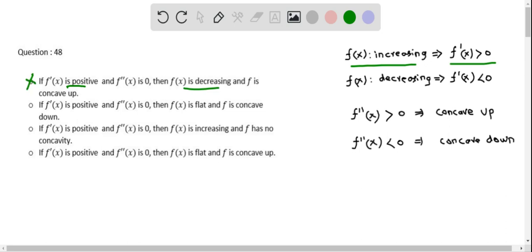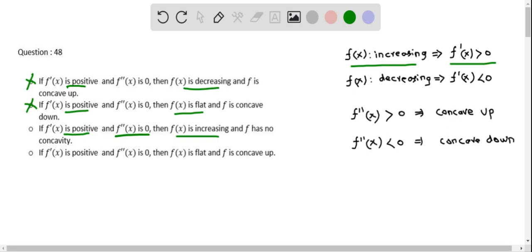Now let's move to the second option. Here it is given the first derivative is positive, then f of x is flat. Once again, this also does not hold, because whenever the first derivative is positive, it should be increasing. So it is flat. So this is also not correct. Now let's look at the third option. If the first derivative is positive, it is given as f of x is increasing. So this is correct.